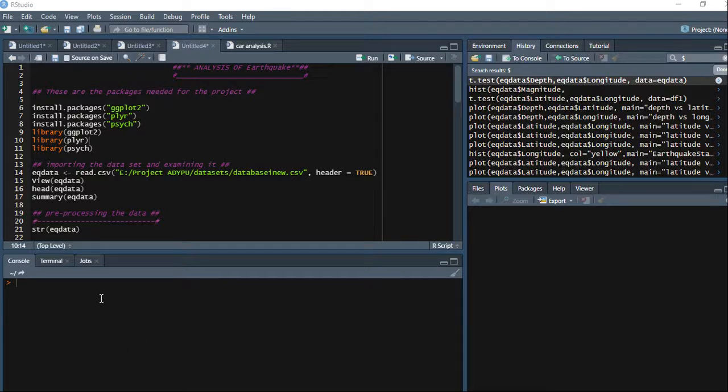The next package is plyr. Plyr is basically the split-apply-combine paradigm for R. The plyr package is a set of clean and consistent tools that implement the split-apply-combine pattern in R. This is an extremely common pattern in data analytics. You solve a complex problem by breaking it down into small pieces, doing something to each piece and then combining the results back together again.